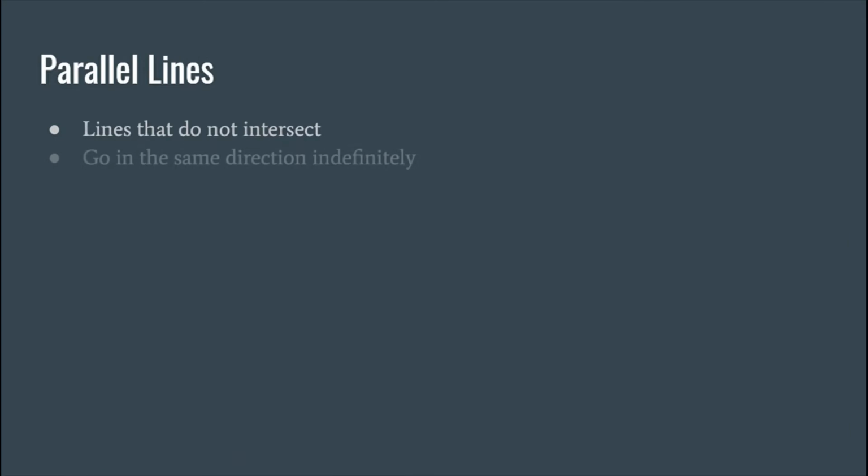Okay, so first we'll go over parallel lines, and basically parallel lines are lines that don't intersect, and they go in the same direction indefinitely. A good example of this is the double yellow line you see in the middle of the road. They're parallel because they don't intersect, and they go on indefinitely. Well, they stop at some point, but in a perfect world, they will go on indefinitely.